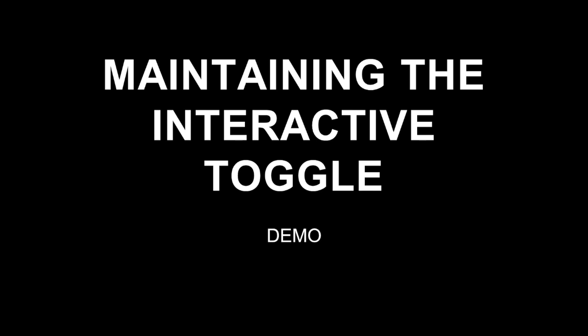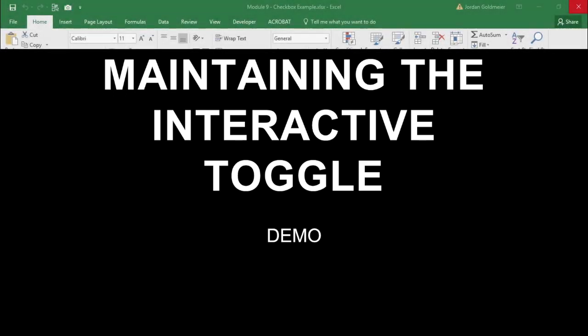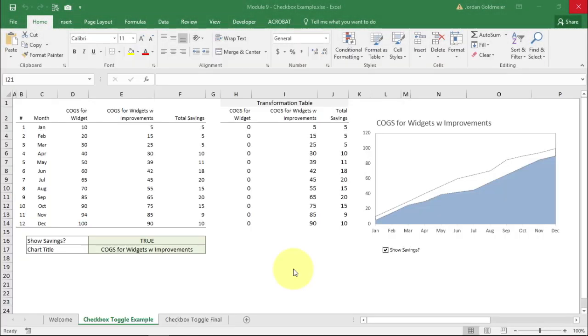In this demo, we're going to be talking about performing maintenance, so maintaining that interactive toggle. In this video, we're going to talk about maintaining this interactive toggle. So once we've built it, we probably want to know how to do some maintenance on it.